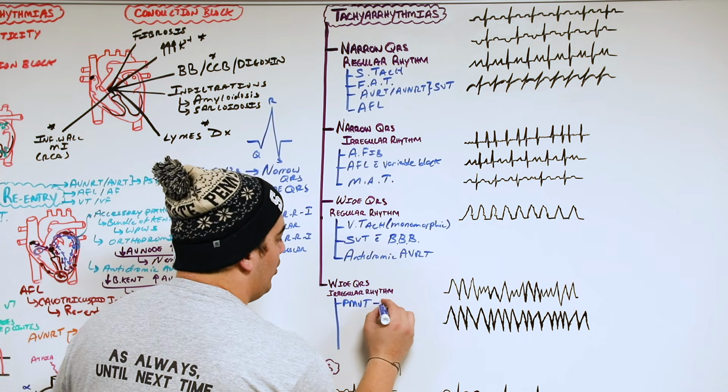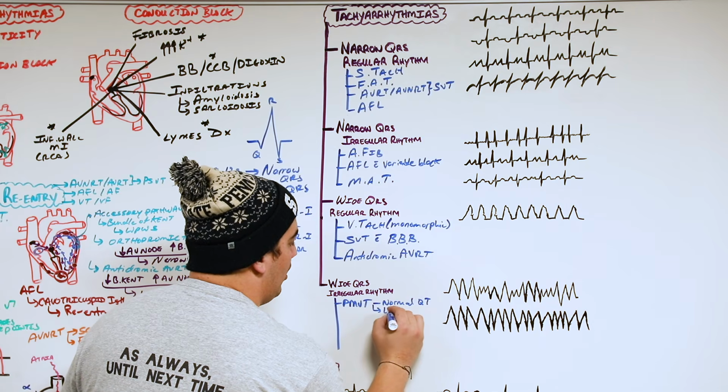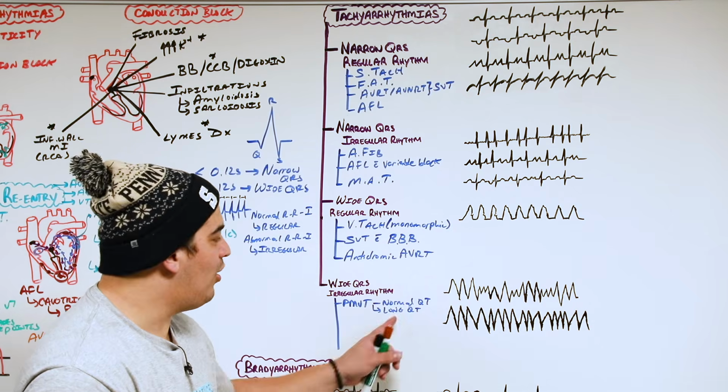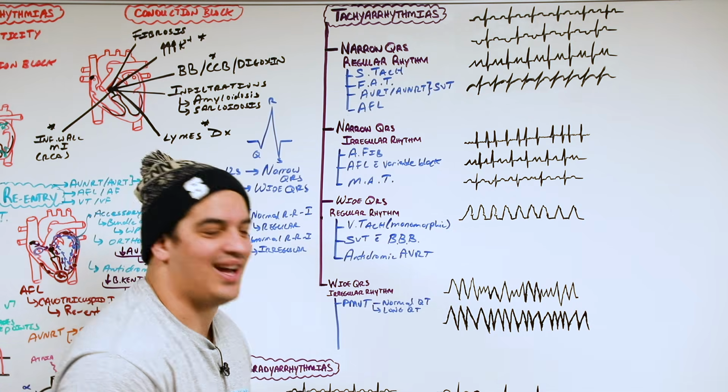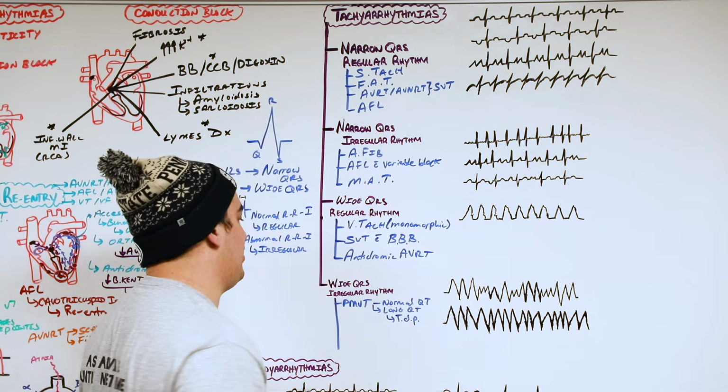One is you had the normal QT, and the other one is you had the long QT interval, right? And what do we call the long QT interval? Torsades de pointes. So don't forget about that one. We'll put TDP, torsades de pointes.